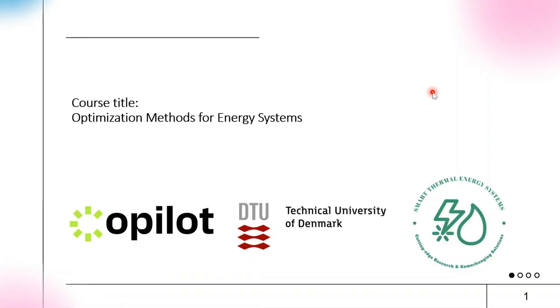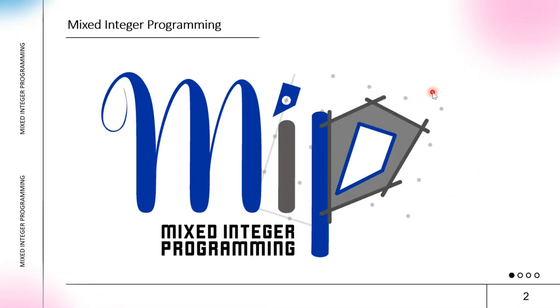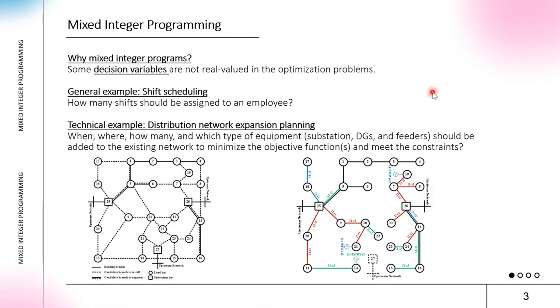Hello everyone, welcome to the course titled Optimization Methods for Energy Systems. Today we begin with mixed integer programming. This branch of mathematical optimization combines both integer and continuous variables in the decision-making process. That's why we call it mixed integer programming.